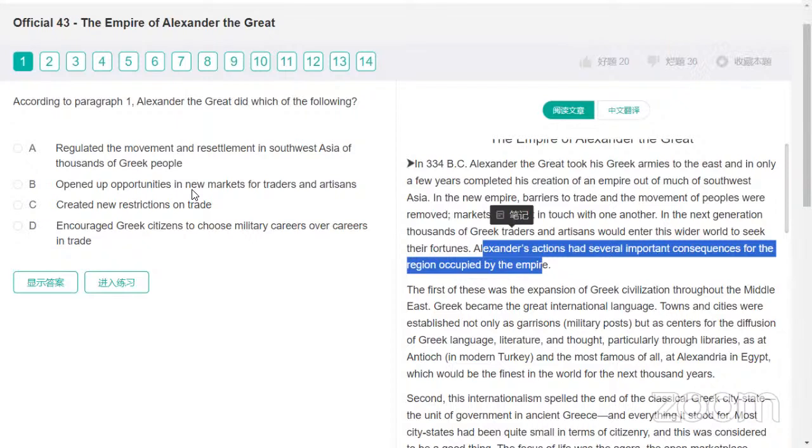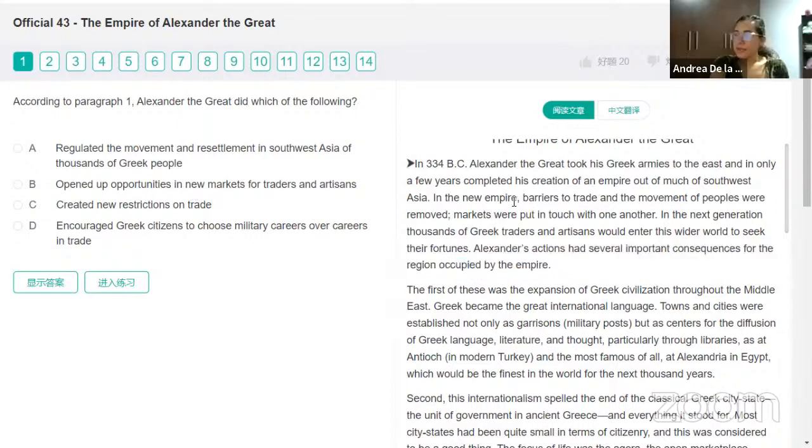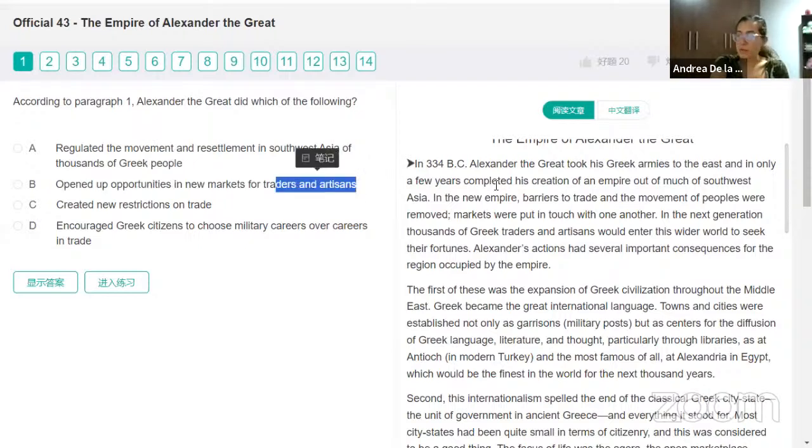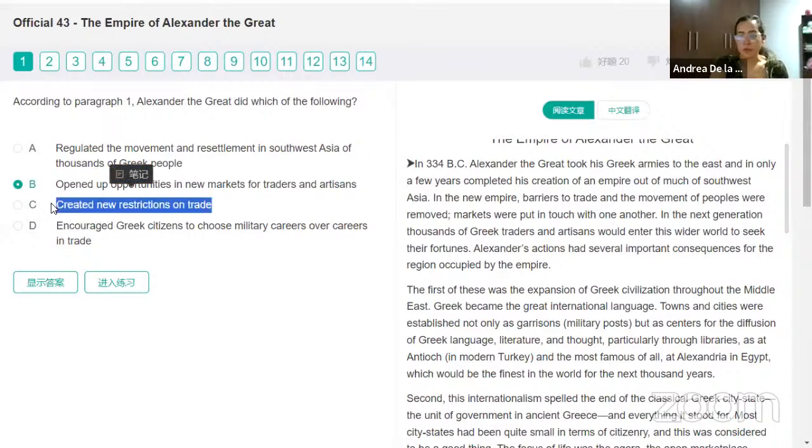Yeah, right, it's that one. Porque dice que removió las barreras, eliminó las barreras del comercio. Y gracias a eso, los comerciantes y los artesanos entraron a este mundo para hacerse fortunas. Entonces, sí les abrió oportunidades a los artesanos y a los comerciantes, ¿no? ¿Por qué? Porque removió o eliminó las barreras en el trade. Entonces, este está relacionado. Ahora, created restrictions in trade, no dice eso, más bien dice lo opuesto, ¿no? Eliminó las restricciones en el comercio, no es que creó restricciones.